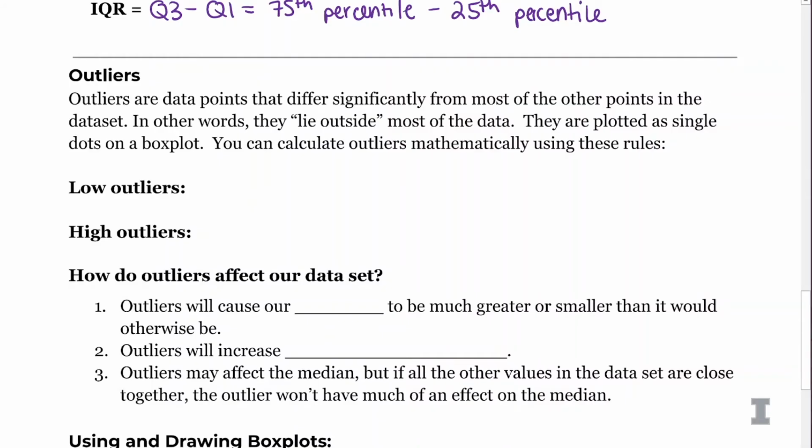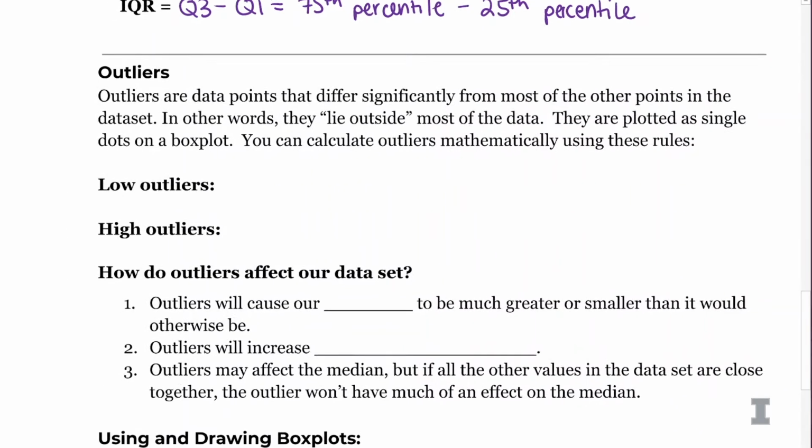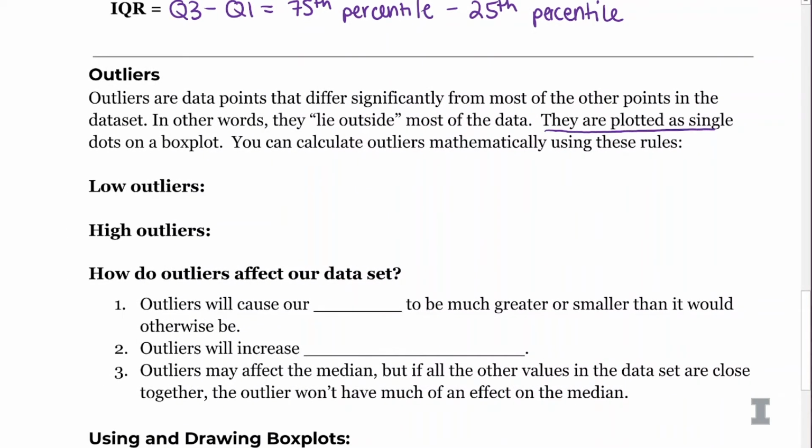So we're going to see that in our example in a bit. The very last thing that I want to cover on the box plot is outliers. Box plots are really good for displaying data that has extreme outliers, because outliers on box plots are plotted as individual dots, so you can see them really well. And I like to say that outliers are points that lie outside of most of the data. They're points that differ significantly from most of the other points in the data set.